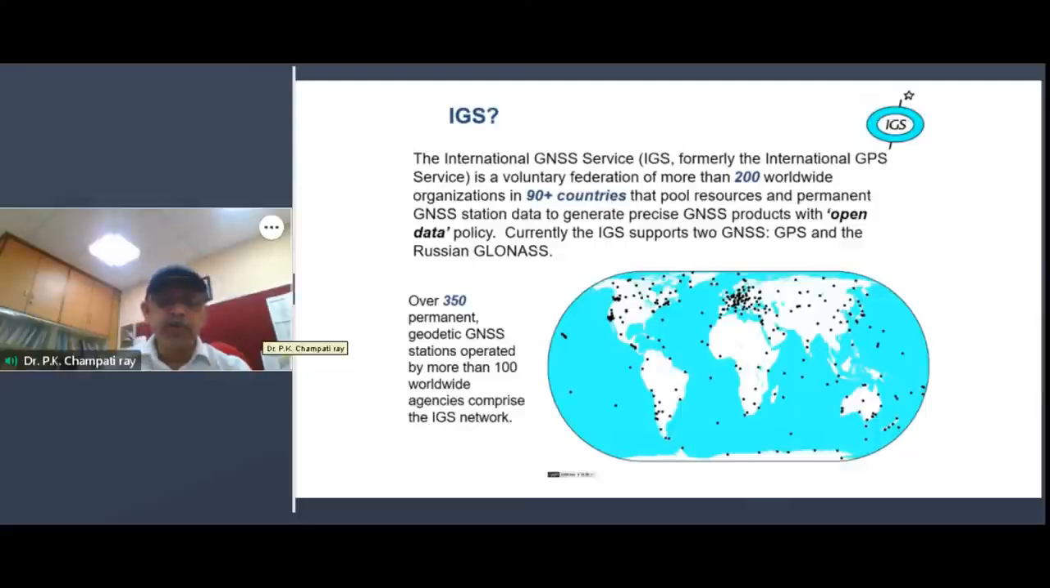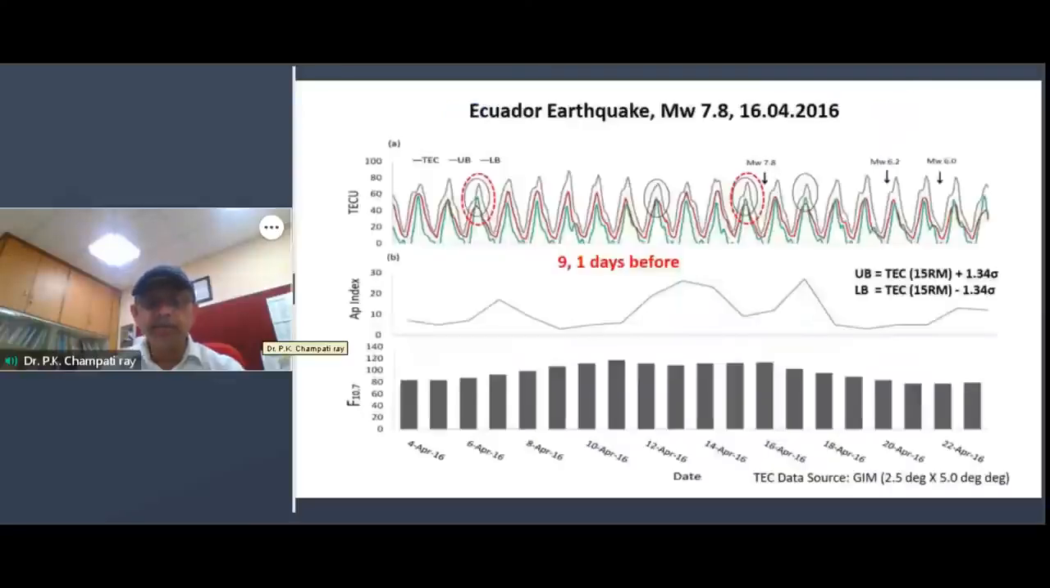I am not going to show you details about these IGS stations. All this indicates the data is available, and you can access this data. So what we are doing right now is analyzing this data. The ionosphere electron content will vary over a period of time. In the daytime it is a maximum, at nighttime it reduces, because of the solar wind interaction and the factors related to the solar effect.